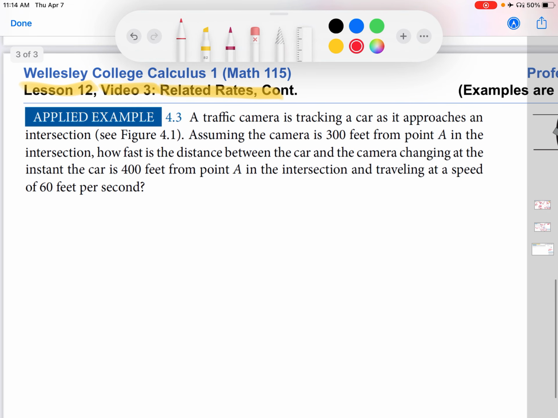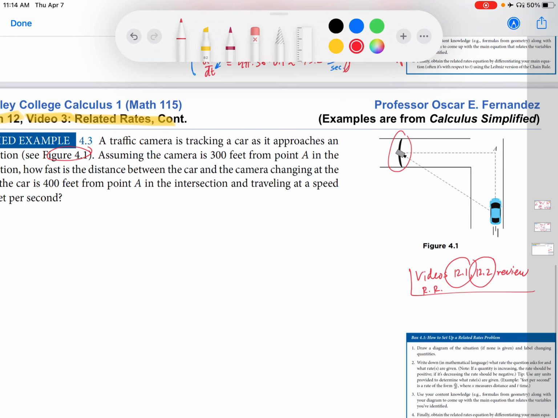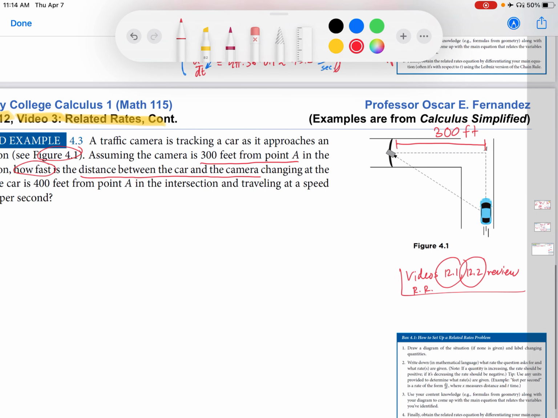It says a traffic camera is tracking a car as it approaches an intersection. See the figure. So let's see the figure. There we go. So that's the camera. There's the car. Assuming the camera is 300 feet away from point A. So that's the first piece of information that we should add to our diagram. This distance is 300 feet, the camera away from point A. How fast, so that's the related rates tip-off there, is the distance between the car and the camera? Okay, so this is the distance between the car and the camera.